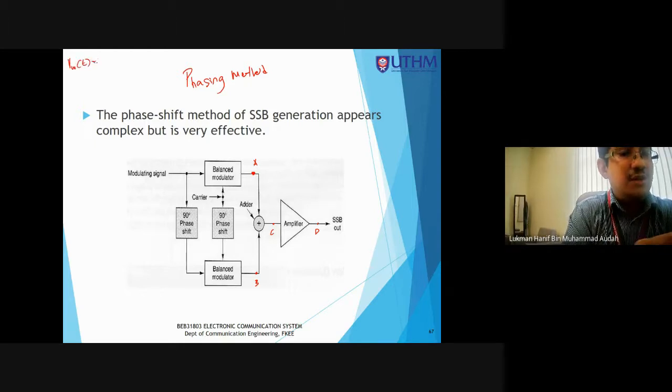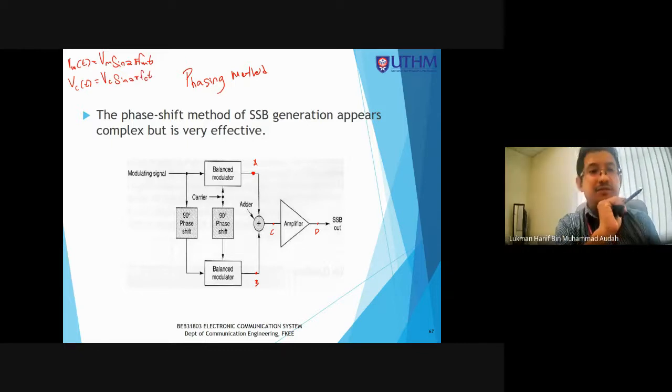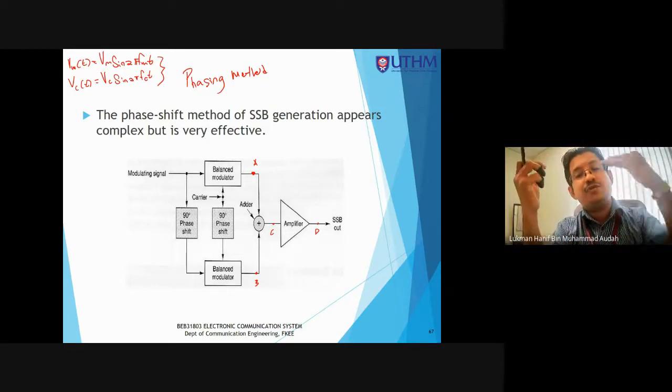VMT as equal to VM sin 2 pi FMT. And VCT we define as VC sin 2 pi FCT. Saya buat dalam bentuk variable supaya kamu semua nampak. Dalam exam diberikan contoh 10 sin 2 pi 500 kilo T. Kalau yang dalam exam dia ada nilai, dalam bentuk satu persamaan yang ada nilai. Kita tahu frekuensi, kita tahu dia punya voltage.